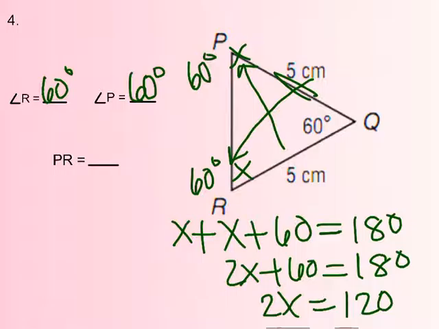So that means that it's an equilateral triangle, okay? So since it's an equilateral triangle, this side also has to have a length of 5 centimeters, okay? So that's our final answer for number 3.